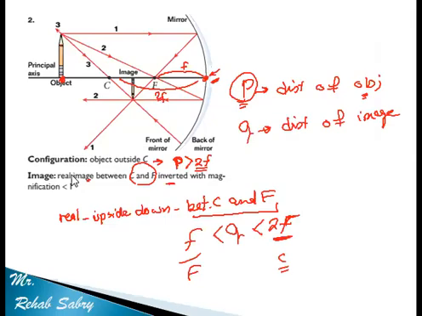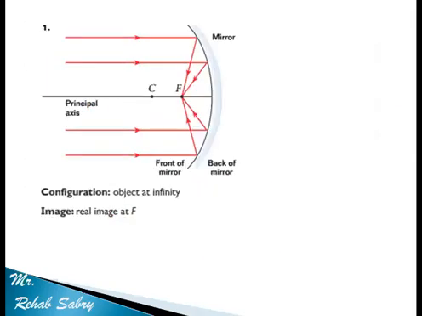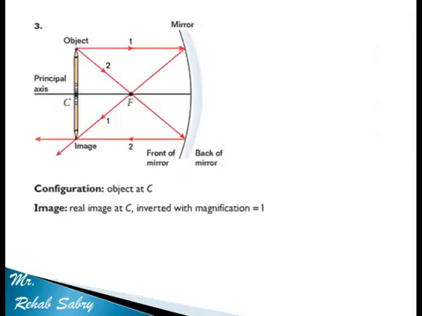Is the image enlarged here? No, it's not enlarged, it's diminished. The image is smaller than the object; I see it clearly. Well, this is the second case. For the third case, by the way, we have to memorize and be able to sketch these cases.